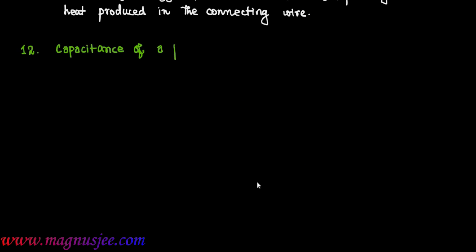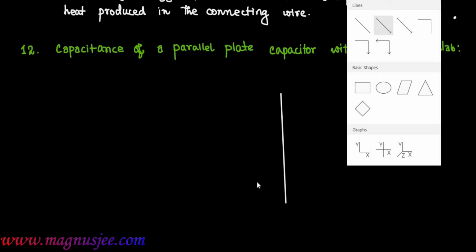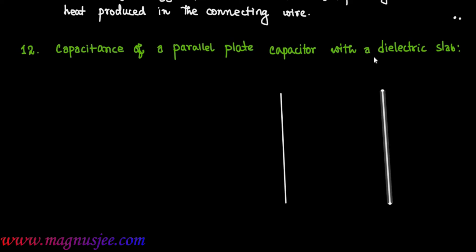The capacitance, number 12 formula, is the capacitance of a parallel plate capacitor with a dielectric slab. We can draw a diagram of a parallel plate capacitor with a dielectric slab. That means number 12 formula, capacitance of a parallel plate capacitor with a dielectric slab, and this is the diagram of a parallel plate capacitor with a dielectric slab.